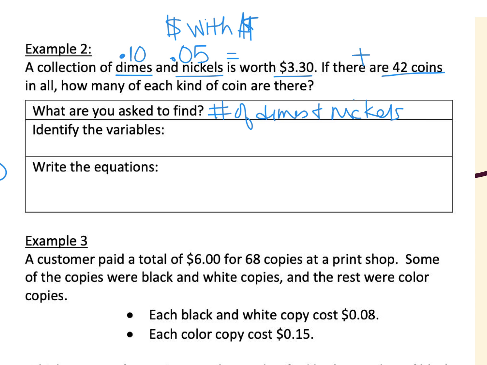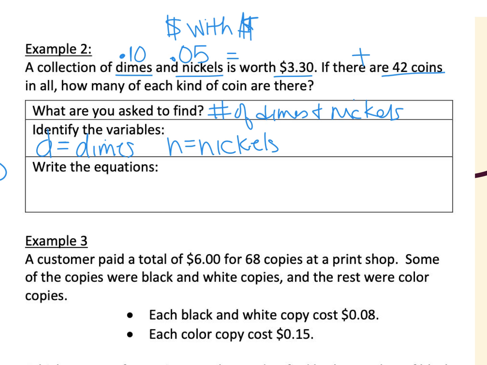What are our variables going to be? We can use X and Y. We can also use D and N. You don't always have to use X and Y. So we can say dimes, we can use D, and sometimes it's easier to not use X and Y. Nickels, if you would rather use X and Y, you can.